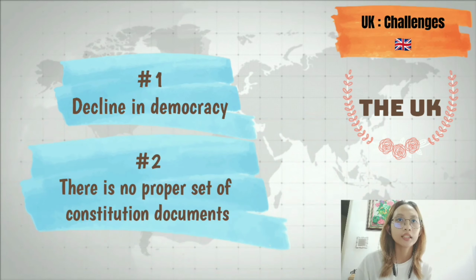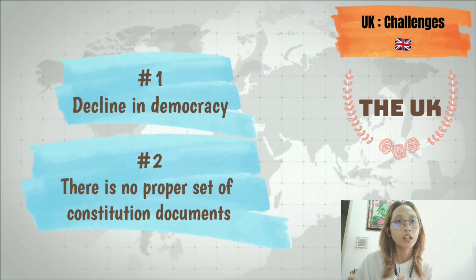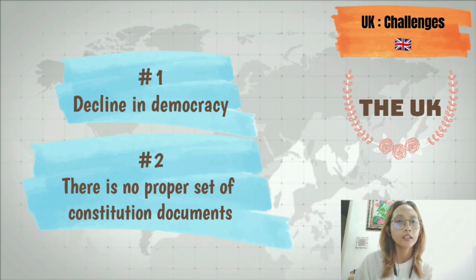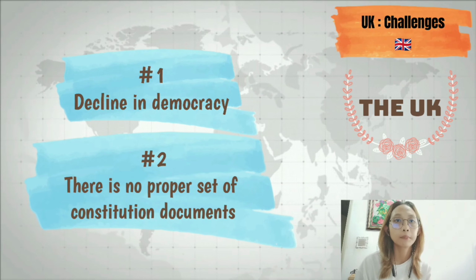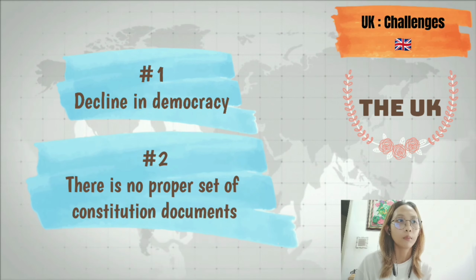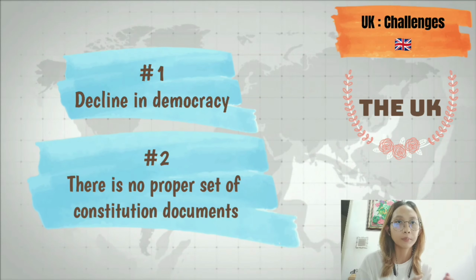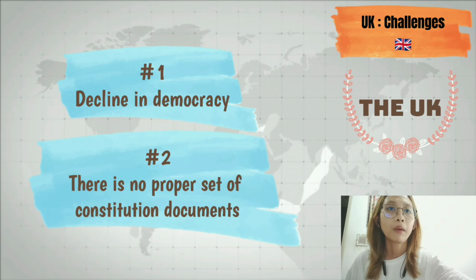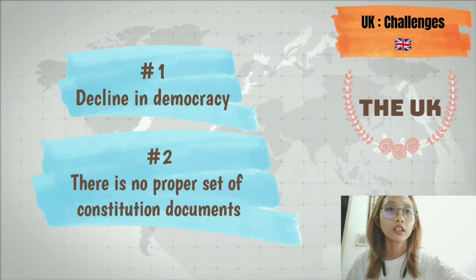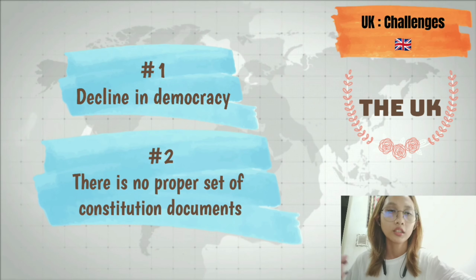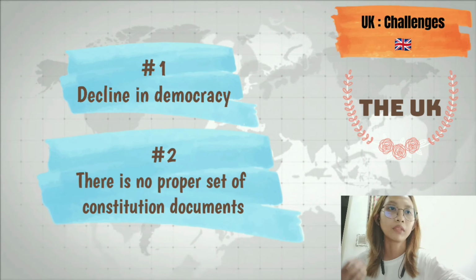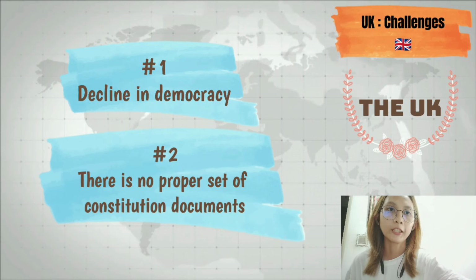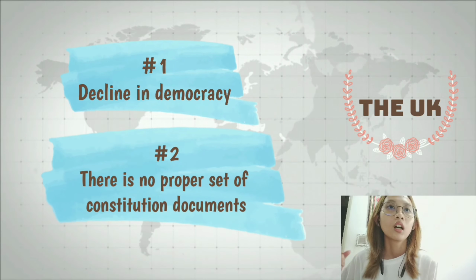The second challenge is that there is no proper set of constitution document. In the United Kingdom, they are based on historical documents and on the actions of the Parliament. The actions done by the Parliament are not really in accordance with the Constitution, because there is no proper set of constitutional rules inside the United Kingdom like in the United States or like in our country. That is all for the challenges.